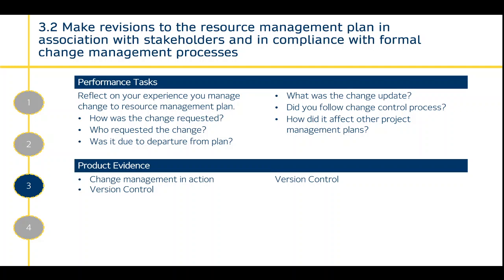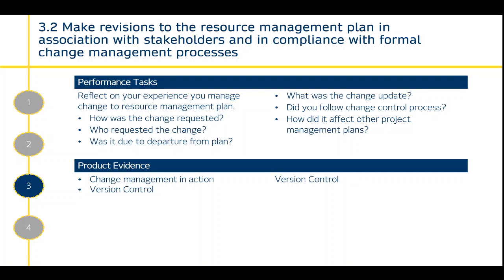This one, you've worked out what the change is going to be, you know what action is going to be taken, and now you need to make revisions to documentation to reflect that. So reflect on your experience where you have managed change to the resource management plan. How was the change requested? Who requested change? How did it come about? If this was in reaction to a deviation, might be yourself or your team that's making that change. What was the change? What documents had to be updated?